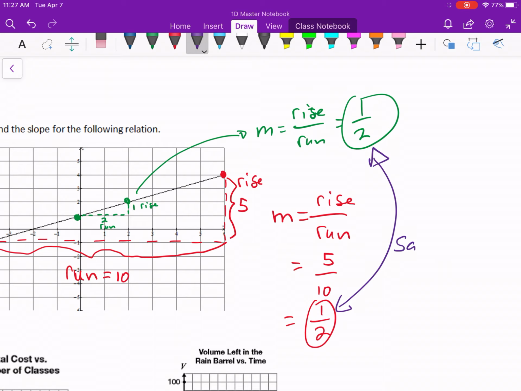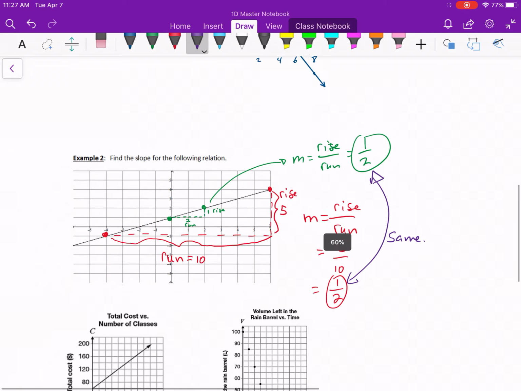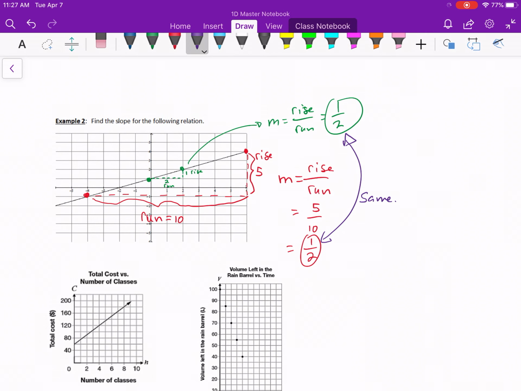These are the exact same. So it doesn't matter where we take our points, as long as we follow the correct rise over run and do it carefully and correctly, we're going to get the same slope. And we also have to reduce them, right? If I hadn't reduced the first one I did, I might not have noticed that they were both 1/2. If I just left it as 5/10, then maybe I might not have noticed.